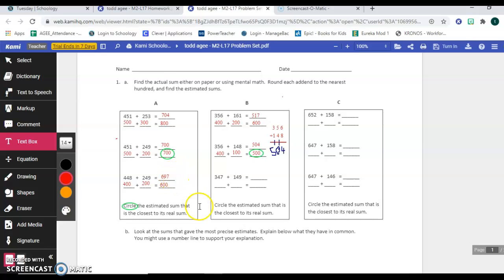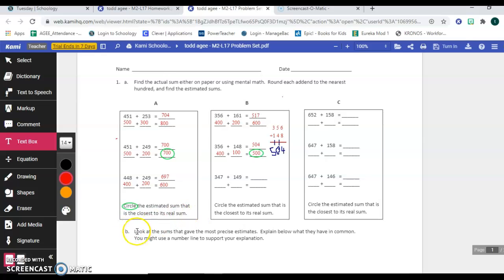So what it's asking you to do in part B is to look at the sums that gave the most precise estimates, the ones that you circled. So this one here is 500, and it's very, very close to 504. And it says, explain what they have in common. You might use a number line to support your explanation.